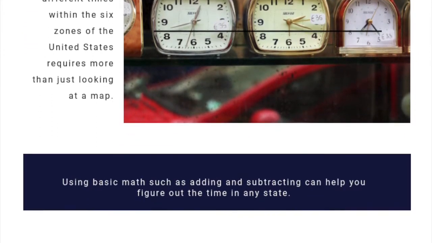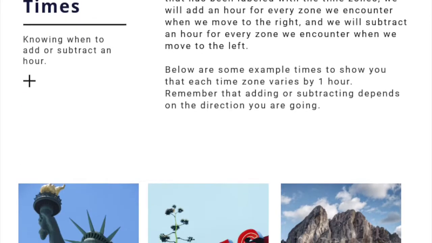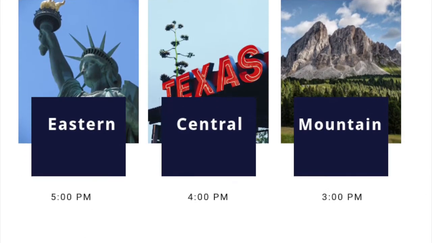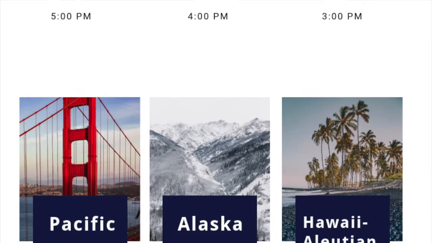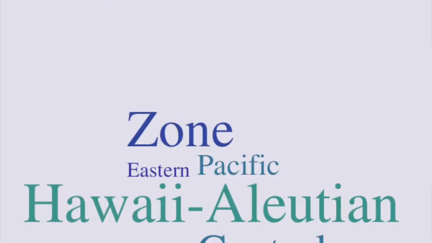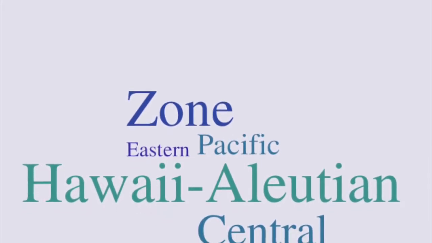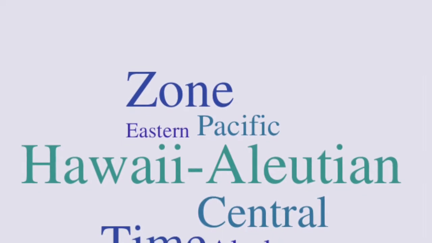For this lesson, you will put into practice the skills needed to calculate what time it is in the different states that are not part of our time zone. When looking at our map of the United States that have been labeled with the time zones, we will add an hour for every time zone we encounter when we move to the right, and we will subtract an hour for every time zone we encounter when we move to the left.